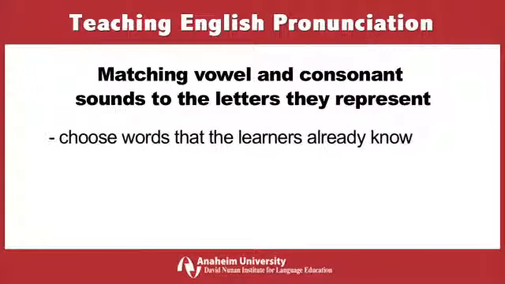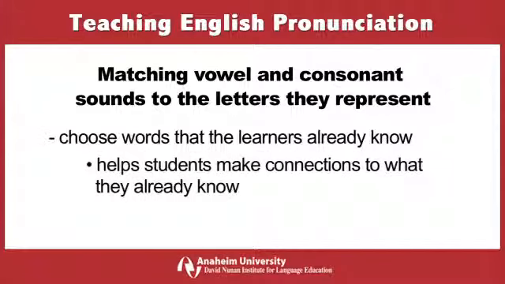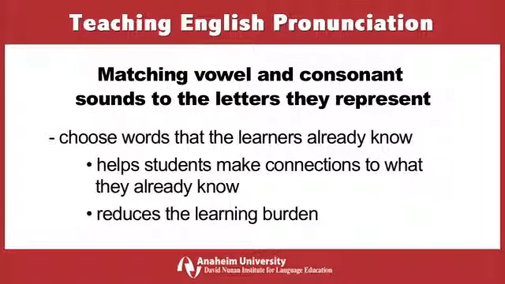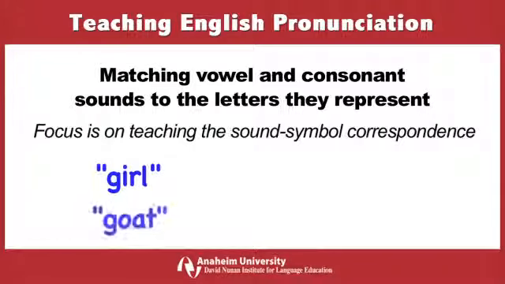Choosing familiar words for the learners really helps them in making connections to what they already know, and this will help reduce the learning burden as well. It's always important to remember that the focus is on teaching the sound-symbol correspondence. Therefore, if, say, a teacher decides to use the word girl or goat to represent the G sound, this is great if the child already knows the word or encounters the word in their everyday life.